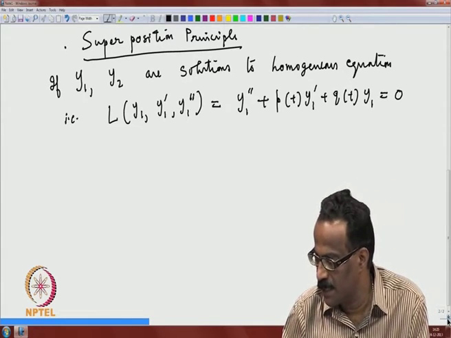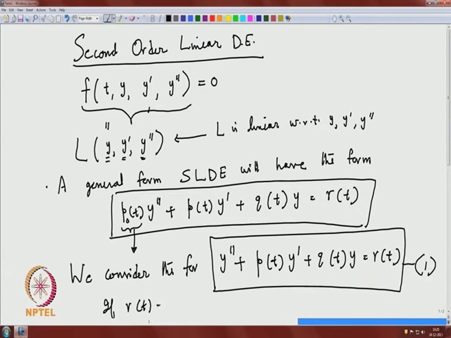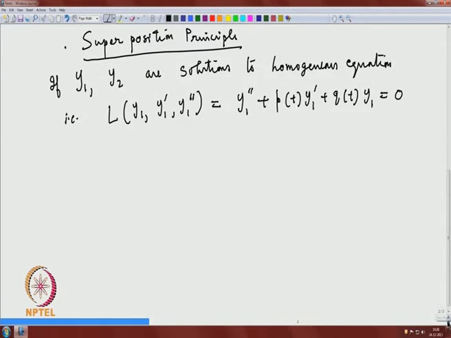So, in this case, if R of t equal to 0, the equation is called homogeneous, otherwise non-homogeneous. So, that is the R of t equal to 0 homogeneous situation, which is what we are taking.